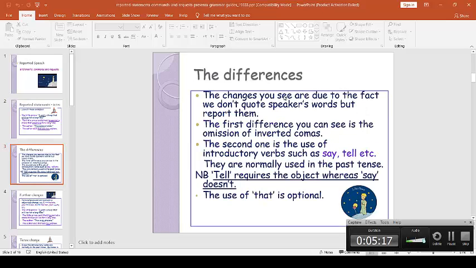The first difference you can see is the omission of inverted commas, and the second one is the use of introductory verbs such as say or tell that we said before. They are normally used in the past tense. It will be said and told. And that is optional for you. If you want to put that, it's okay. You say she said she wasn't coming today, or she said that she wasn't coming today.